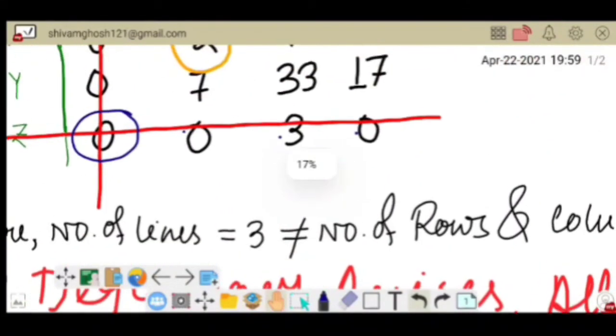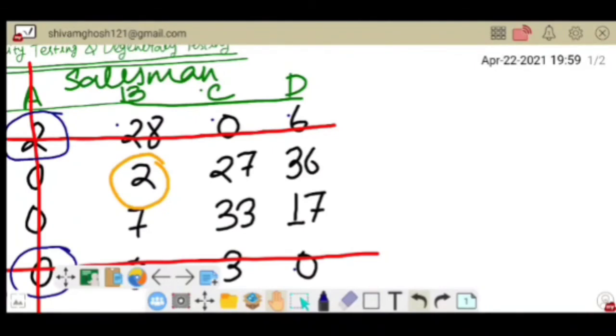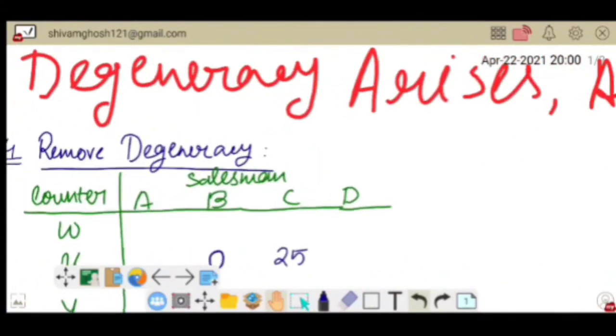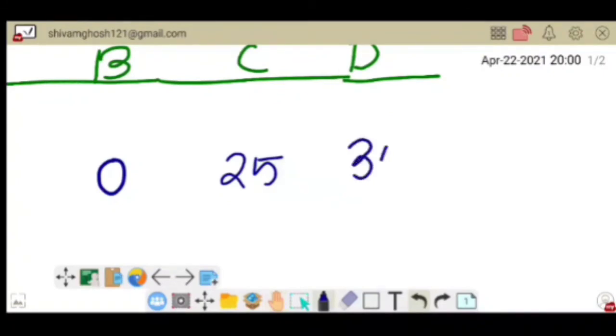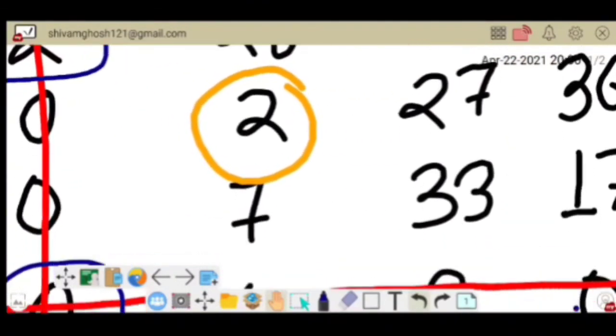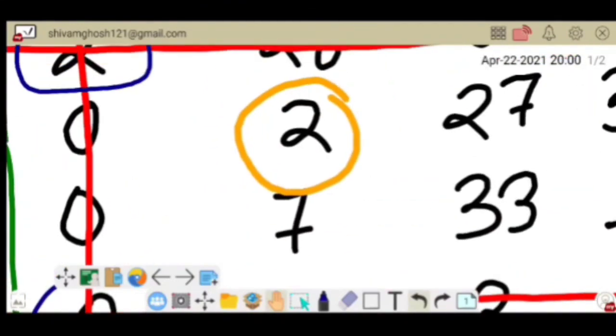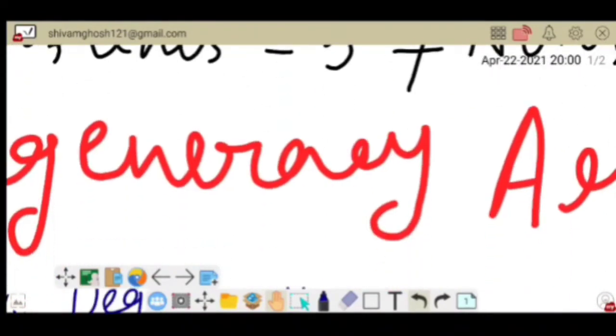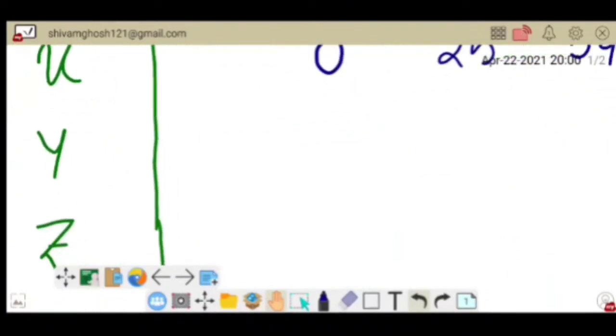And in the next row, in the next column, that is 36, so we have to deduct 2 from 36. 36 minus 2 will be 34. Again we will go to our next point. In the row below we can see it's written 7, so we have to deduct 2 from 7, so 7 minus 2 will be 5.